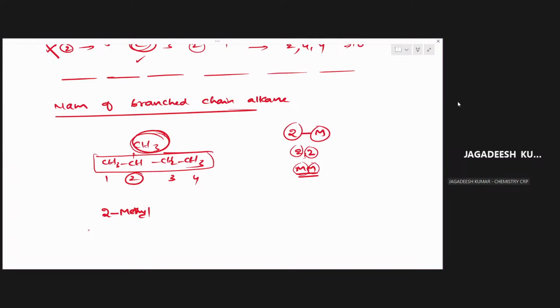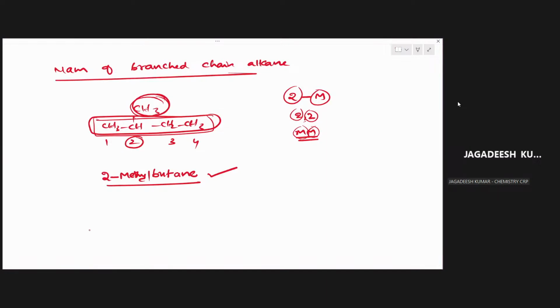And the remaining part? The longest chain contains how many carbons? 4 carbons. For 4 carbons, what is the root word? But. After that, all are single bonds, so we have to write the suffix ane: butane, because all are single bonds between the carbons. So 2-methylbutane. I think you got clarity on how to write the name of this compound.